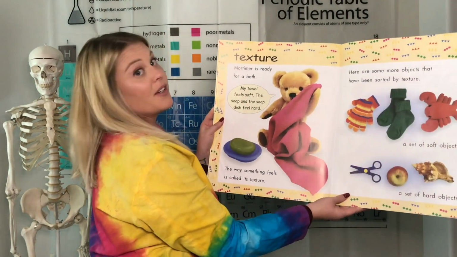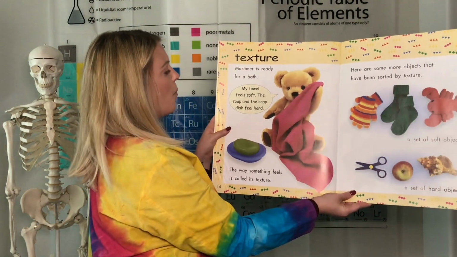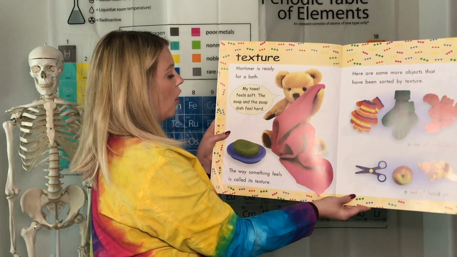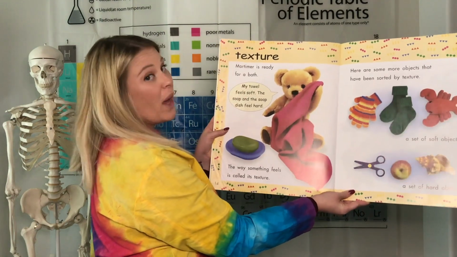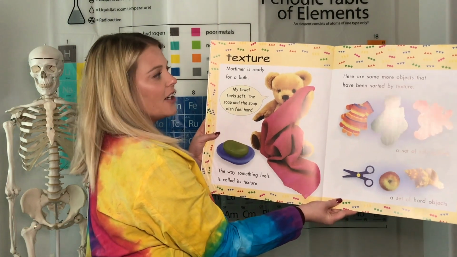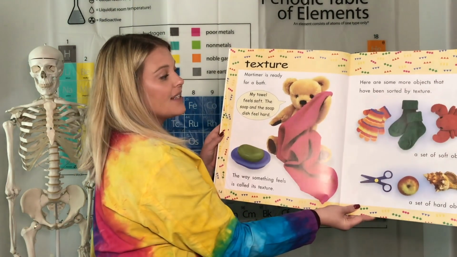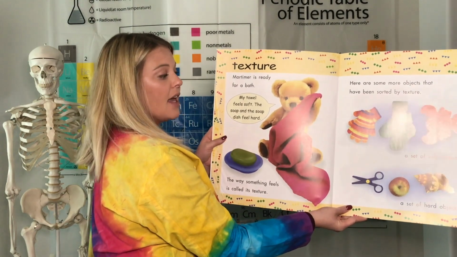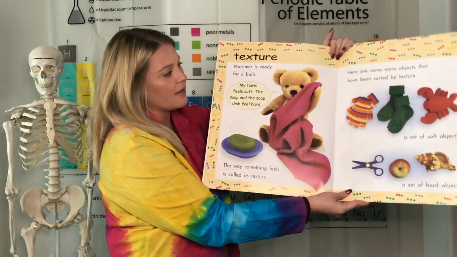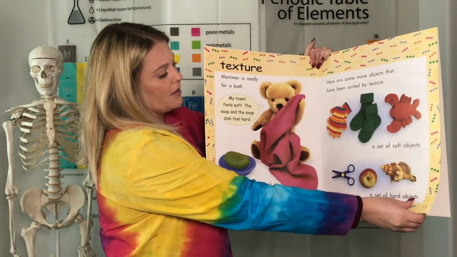Mortimer is ready for a bath. My towel feels soft. The soap in the soap dish feels hard. The way something feels is called texture. Here are some more objects that have been sorted by texture. A set of soft objects and a set of hard objects. So we've got our soft objects and our hard objects.